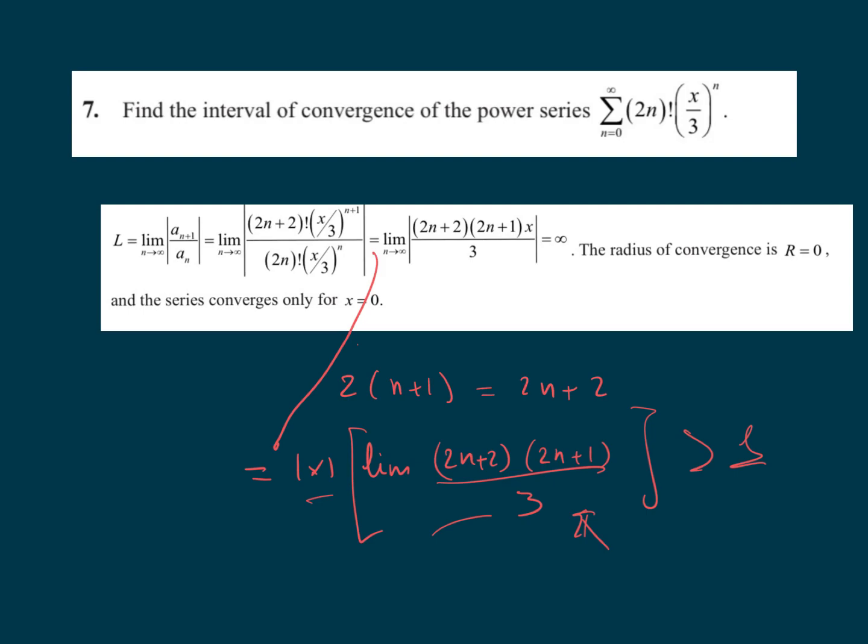For any other x, it diverges. And why? Because the limit of a sub n+1 divided by a sub n is greater than 1 for any x different than 0. Okay. Then the radius of convergence is 0. The radius of convergence is 0. And the series converges for x equals 0, and the value of the series when x equals 0 is also 0. Okay.